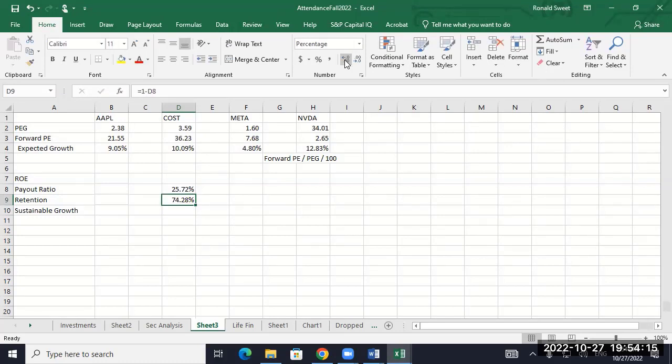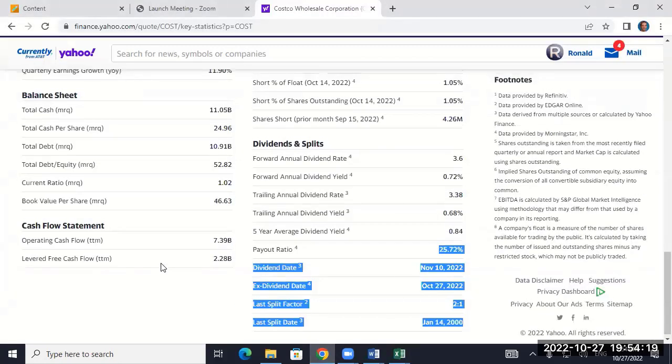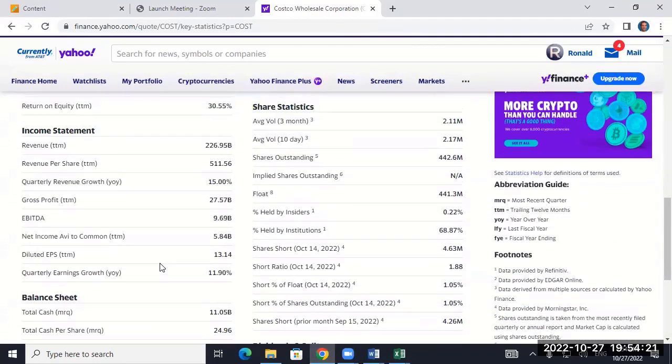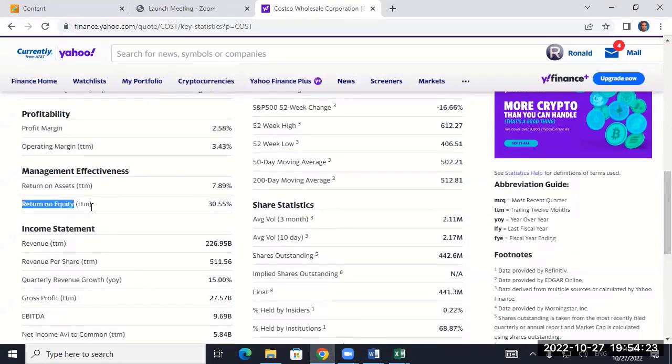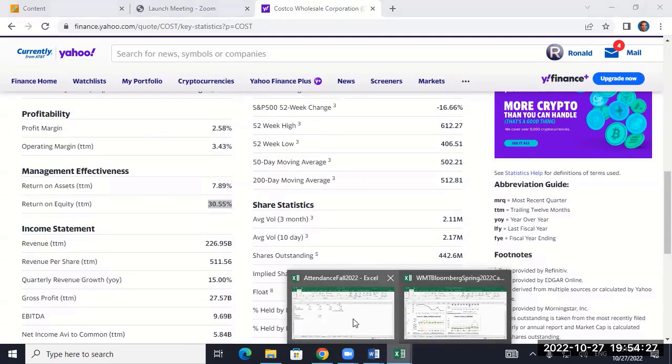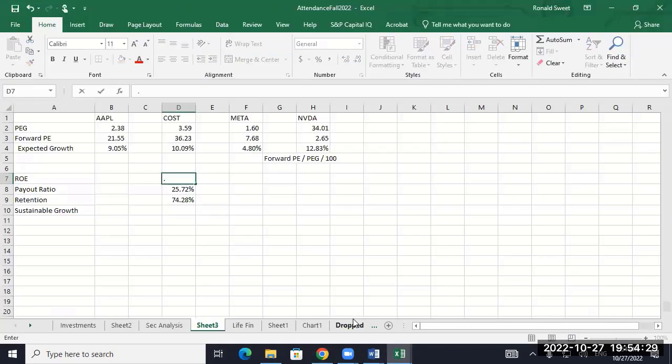So the more you retain, the faster you can grow. So then we just need to find return on equity. Here it is right here, return on equity, 30.55. That sounds like a really good return on equity. So what's their growth rate? Return on equity times retention, 22%.